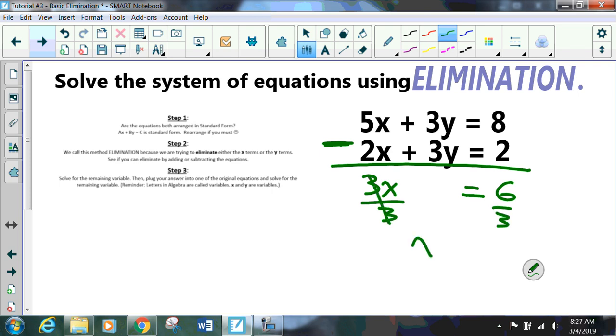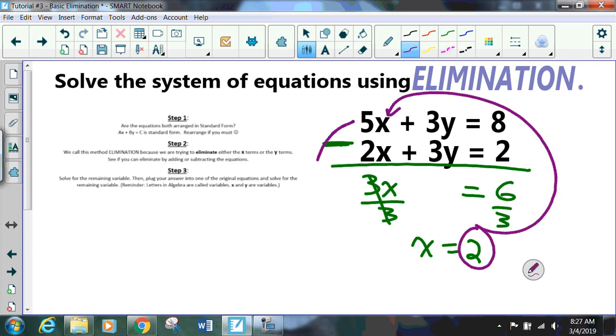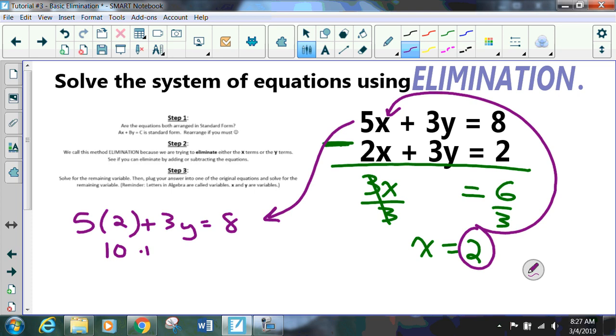All right, so x is equal to 2, and then once again, we're going to take that 2 and plug it in for x. I always pick the top equation just because it's there. Sometimes the second equation might look a little easier, and I'd pick that. So anyways, I'm going to pick the top equation. When I see x, I'm going to plug in that 2, and then I'm going to solve for y. 5 times 2 is 10.